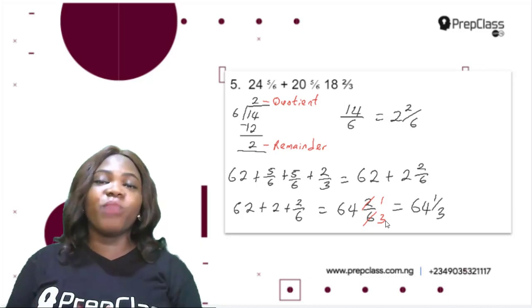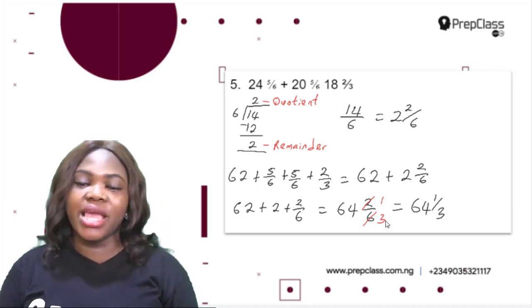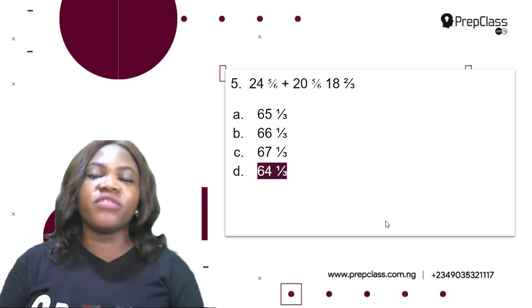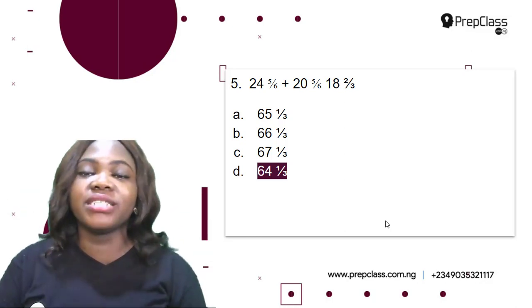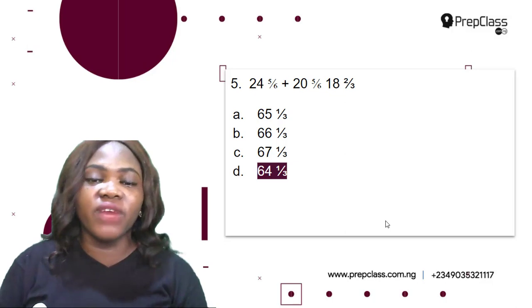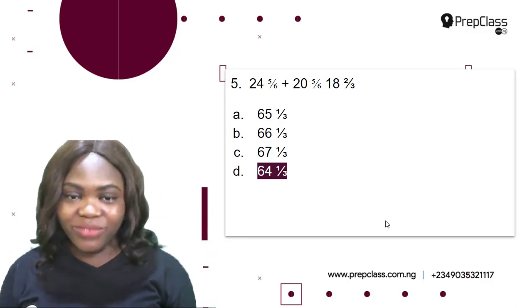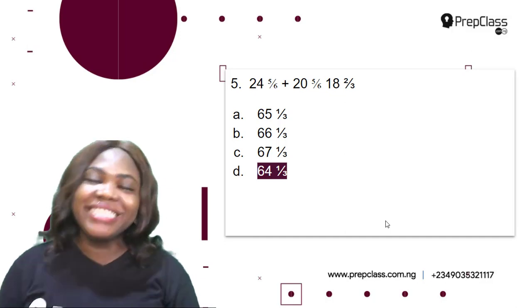Wow, this is long, but it's actually very, very easy. So now the answer for 24 whole number 5 over 6 plus 20 whole number 5 over 6 plus 18 whole number 2 over 3 is 64 whole number 1 over 3. So the correct option here is D.